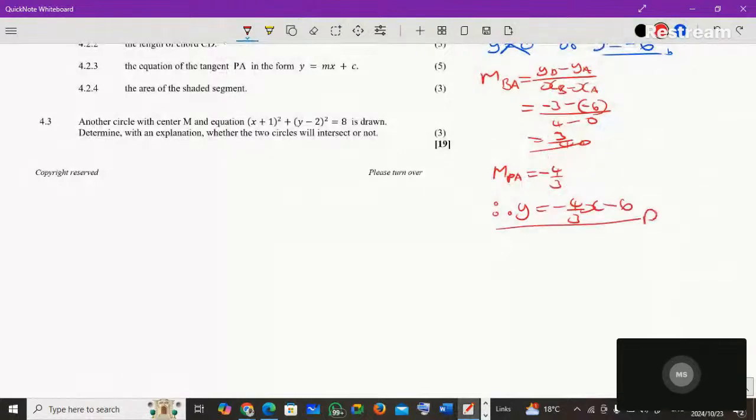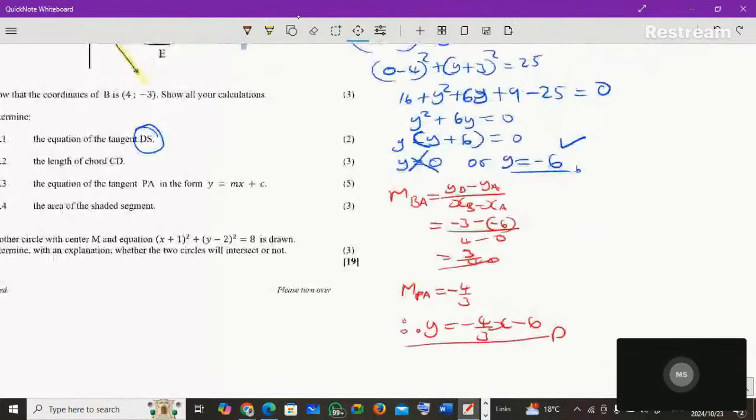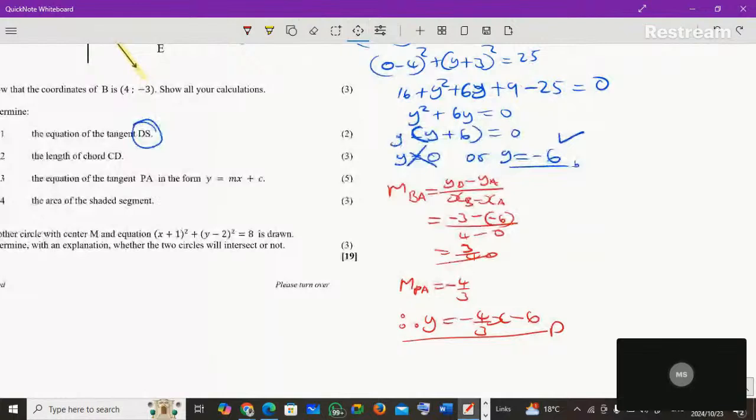I hope guys it makes sense. Okay, without wasting any time, now we are looking for the area of the shaded segment.